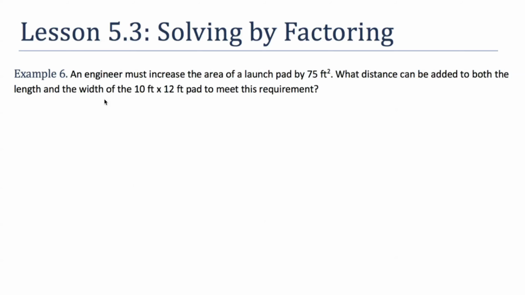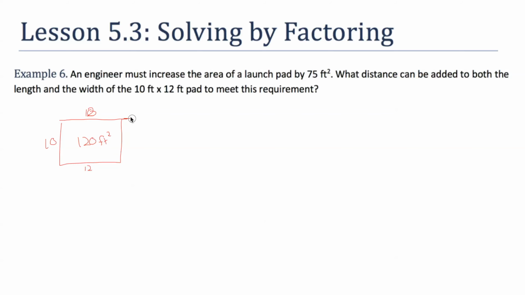So let's go ahead and draw the existing launch pad. Let's just make a sketch. It says it's 10 by 12. So this is 120 feet squared. And we want to increase, it says what distance can be added to both the length and the width. So they're trying to add the same to both.